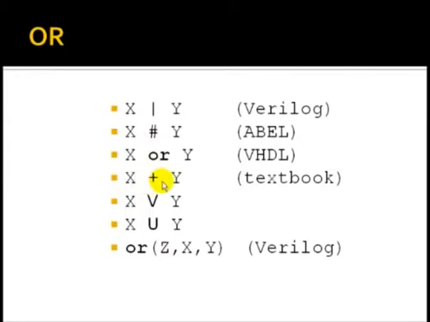Textbooks sometimes use a plus sign. OR is like a logical addition. This V or U symbol is sometimes used to indicate the OR operation. And again, Verilog has a function OR with output Z and inputs X and Y.